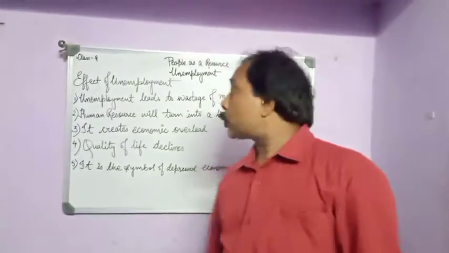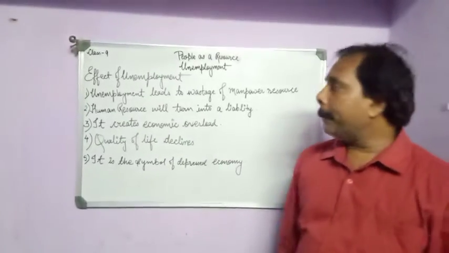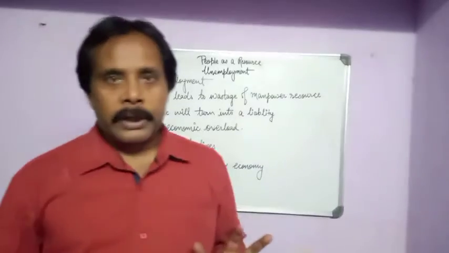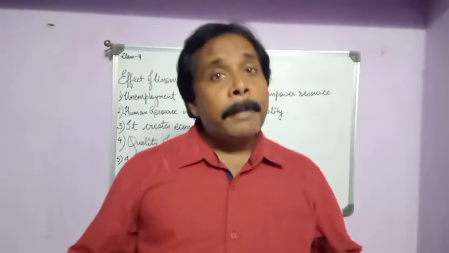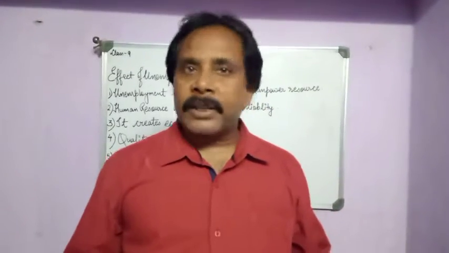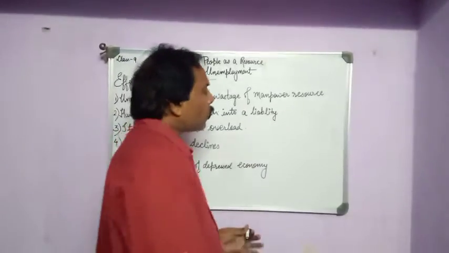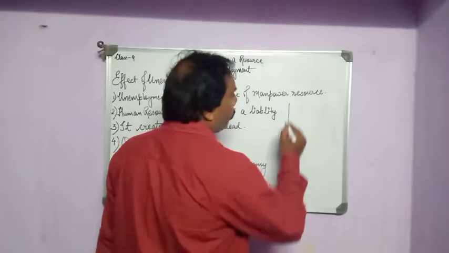So first you should know what is unemployment. Unemployment refers to a situation in which people are willing to do the job and they have the ability to do the job at the given wage rate, but they do not get the job. That is known as unemployment. So unemployment contains three main parts.